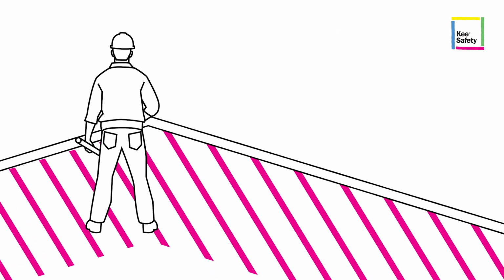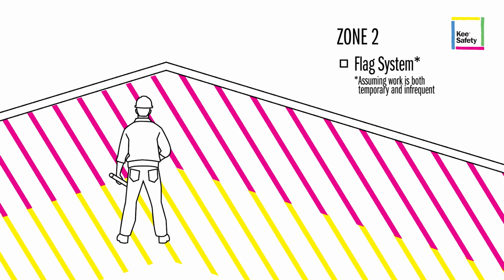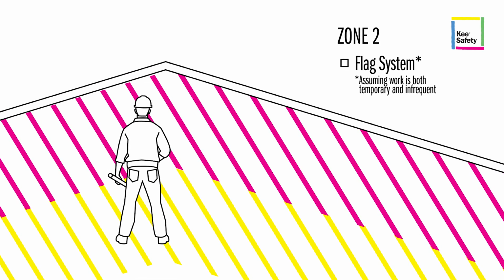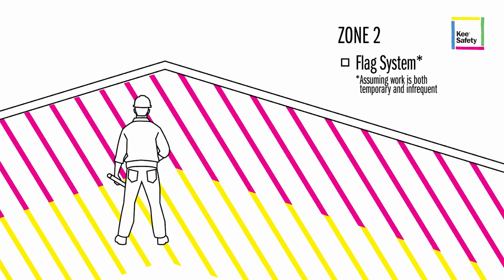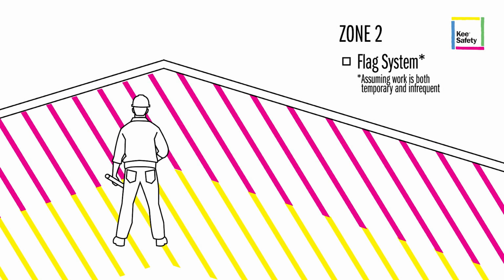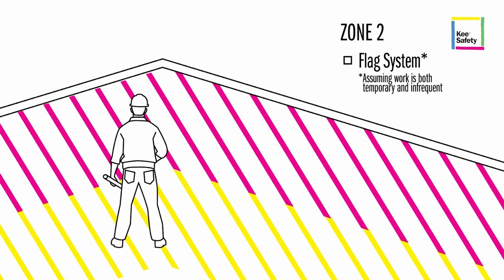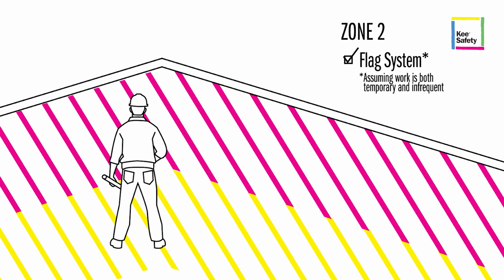Zone 2 is for work conducted between 6 and 15 feet from the edge. The same fall protection as Zone 1 could be used. Or for work that is both infrequent, performed monthly or quarterly, and temporary, an hour or 2 on average, companies can use a designated area visually marked by a flag system.